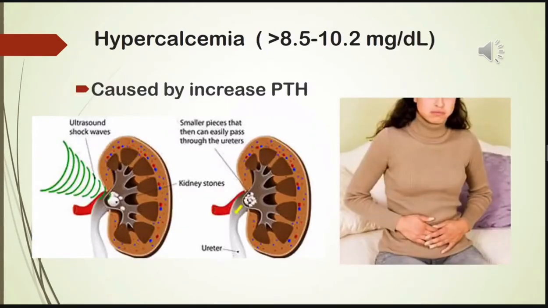When you have calcium levels of greater than 8.5 to 10.2 milligrams per deciliter in your blood, you can have hypercalcemia. This is most often caused by increase in your parathyroid hormone. And what happens there is you can have constipation because of the hypercalcemia, as well as formation of your kidney stones.